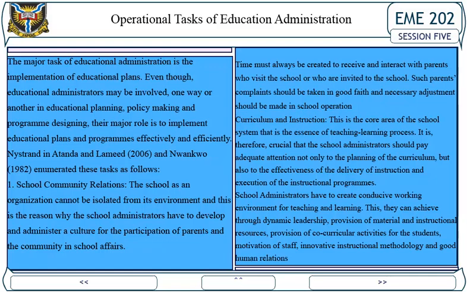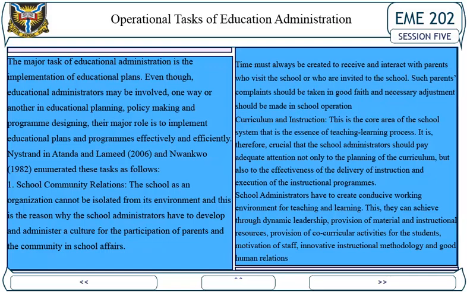2. Curriculum and instruction. This is the core area of the school system, the essence of the teaching-learning process. It is therefore crucial that school administrators pay adequate attention not only to the planning of the curriculum but also to the effectiveness of the delivery of instruction and execution of the instructional programs.